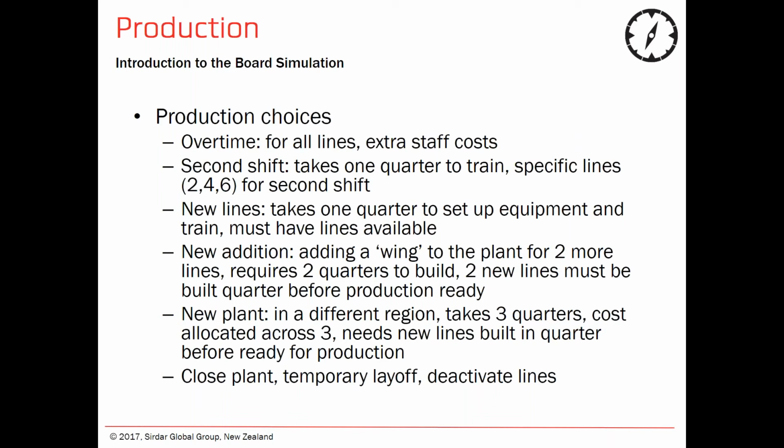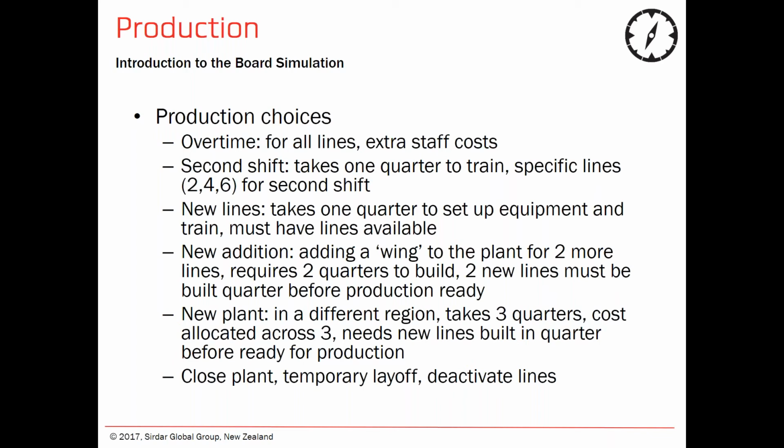So for production, the quickest way you can get production going up is through overtime, and you would then have overtime in place for all lines. You can't choose for specific lines, and there are extra staff costs that are incurred. You can also add a second shift, which takes 1 quarter to train up those new team members. So you're first putting a new shift in place, and then the following quarter you are then in production on that shift. You can decide how many lines you're putting into a second shift, and the lines are always in increments of 2 for the entire simulator. So 2, 4, or 6 lines for a second shift. Unless you've already built an extra 2 lines on your plant, which means you have 8, for example, you can go up to 8 for the second shift.